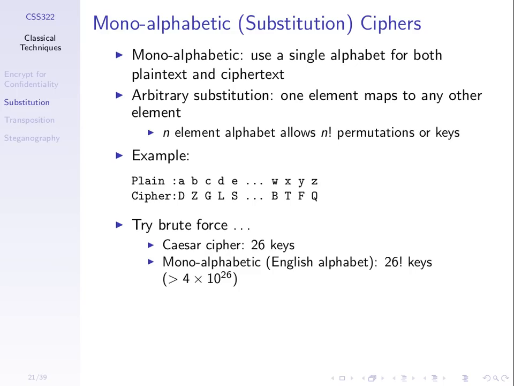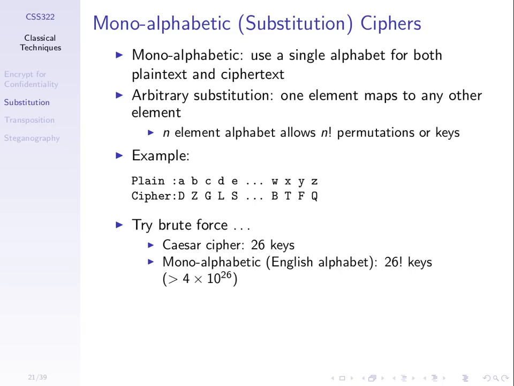B can map to any of the 26 possible values minus the one that we've already used, minus D. In this case, so 25 possible values. A can map to 26 values, B to 25 values, similar. C can map to any of the 24 remaining values, D to 23 and so on. So how many possible mappings? 26 times 25 times 24 and so on, 26 factorial. So in this case, there are 26 factorial possible keys that we could use.